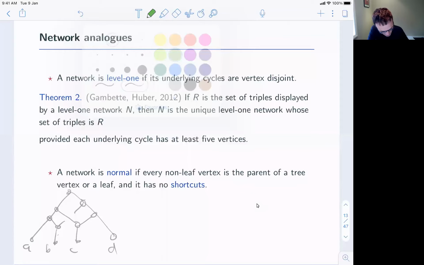And if I was to pick any non-leaf vertex, it always has a child, or it's always the parent of, either a tree vertex or a leaf. So in this case, it's a parent of a reticulation, but it's also a parent of a tree vertex. All right. And every interior vertex, non-leaf vertex, has that property.